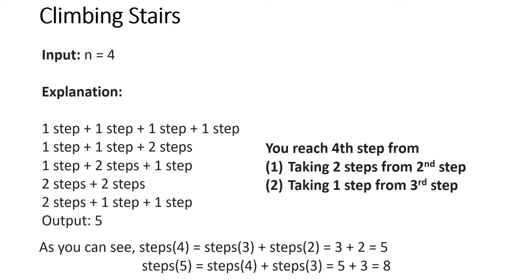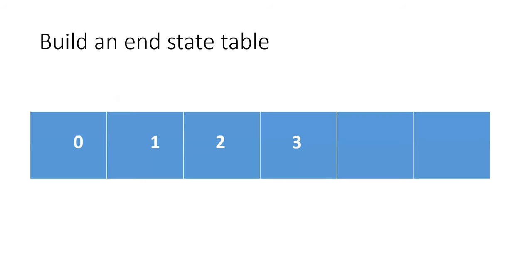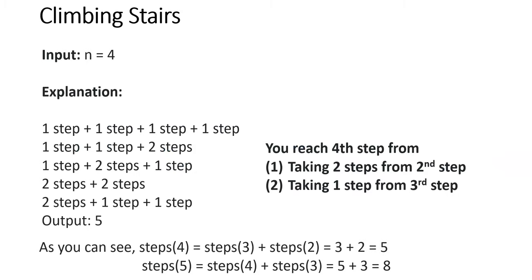Similarly, steps of 5 is steps of 4 and steps of 3. That means there are 4 ways. How many ways are there to get to 4 steps? We know the answer is 5. How many ways are there to get to 3 steps? We know the answer is 3. And hence the answer is 8. So now when you build the end state, you know this is where it is. Now the crux of the algorithm is what we captured here.